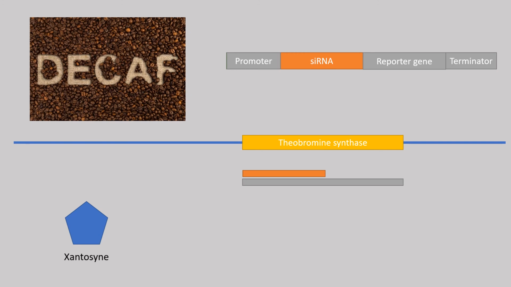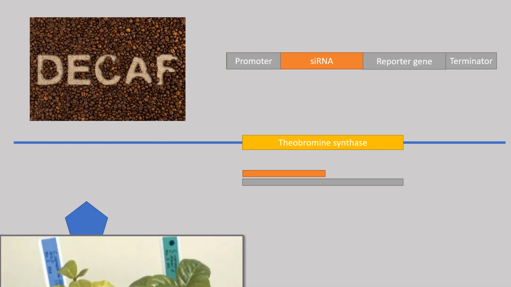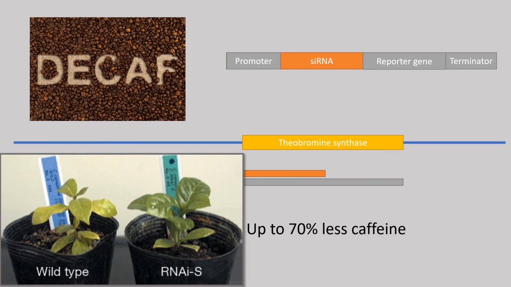Such engineered coffee plants can have up to 70% less caffeine than non-engineered plants, without alterations of the flavor of the beans. Moreover, a successfully transformed plant can be obtained within a year, which is a significant improvement compared to the average duration of coffee breeding programs that last for about 25 years.